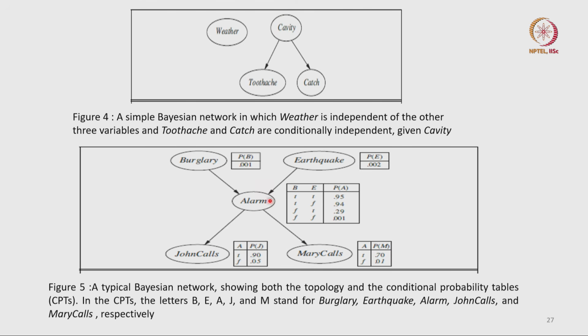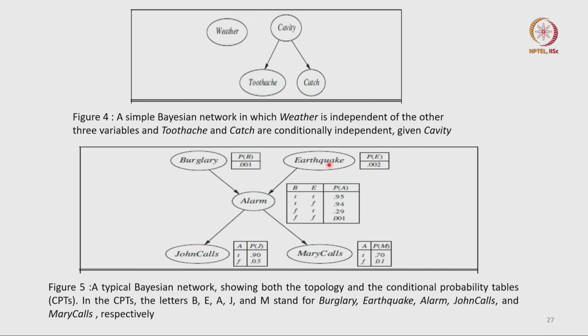Then you come to alarm. So, alarm has 2 parent nodes. You have B and E, that is the burglary and earthquake, and there are 4 different possibilities of this. Both can be true, or one of them can be true, or both of them can be false. So, you have these probabilities given here.